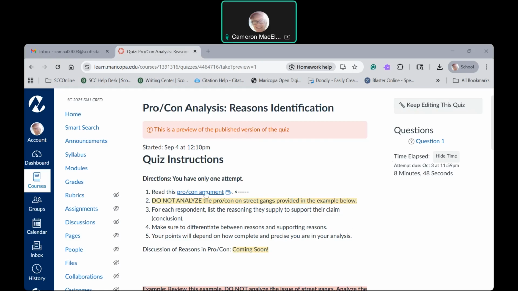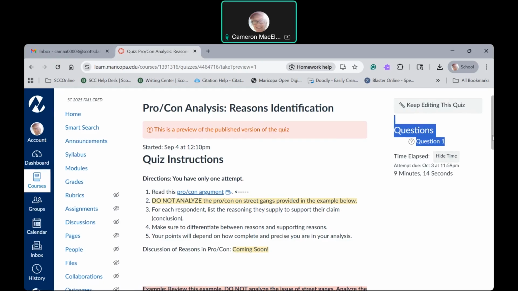So remember, we're doing our pro-con argument with the topic of homelessness. Remember, what you're going to do is list the reasoning they supply. So reasoning can include reasons and supporting reasons. It's hard to detect supporting reasons in particular, but it's hard also to detect reasons, but we'll go through this together.